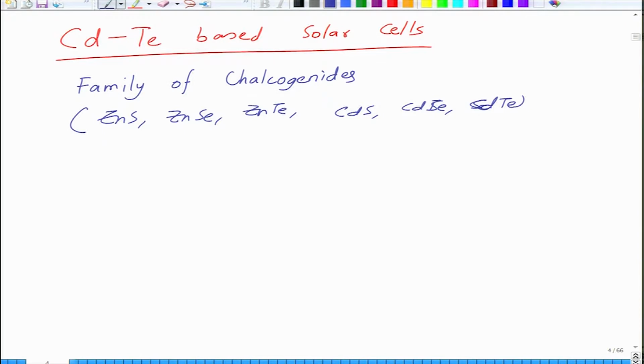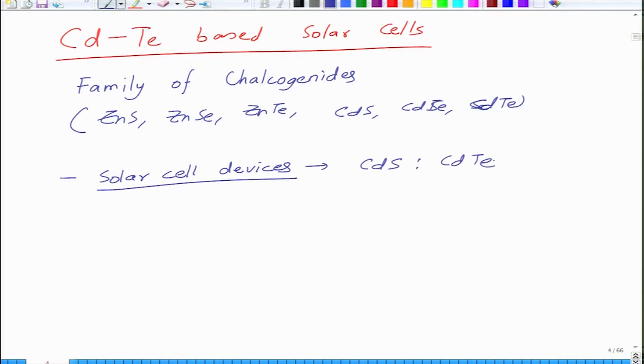So typically, for devices from the perspective of solar cells, although you can make multiple combinations, the most successful combination has been CdS and CdTe. This is a very successful combination. CdS acts as an N-type material, and CdTe acts as a P-type material. CdTe has a band gap of about 1.44 eV, and cadmium sulfide has a band gap of about 2.42 eV. So this is the most successful junction that this system has produced.